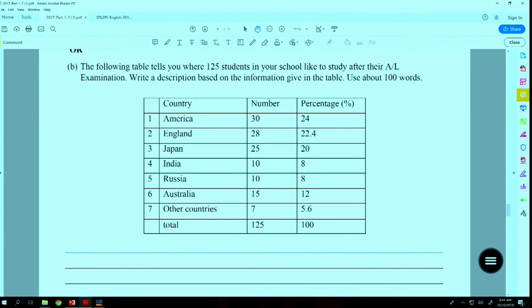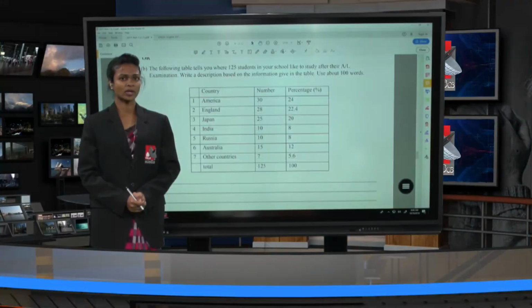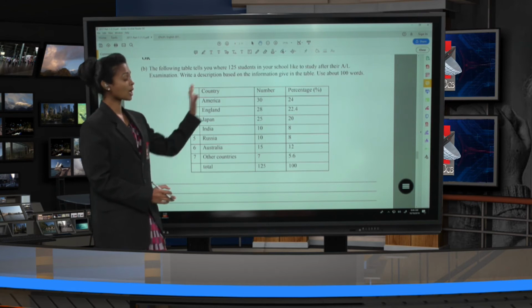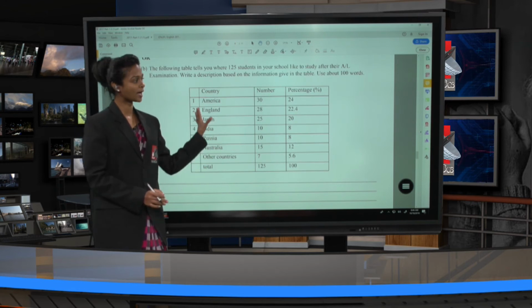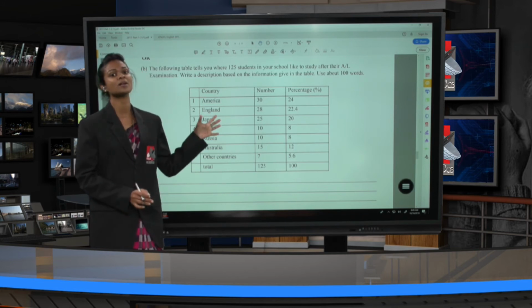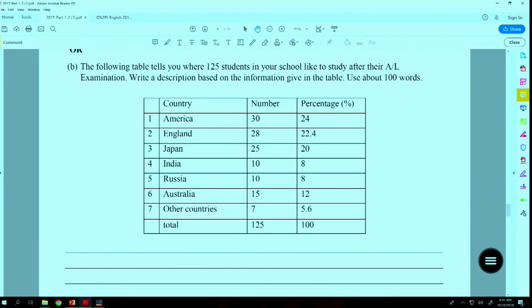So, take 2 or 3 minutes and try to write a description about the chart because I am going to guide you how to describe a chart. You can start by using the question like this. This table tells us where 125 students in my school, you can mention the name of the school, like to study after their annual exams. Start like that and continue. Right?